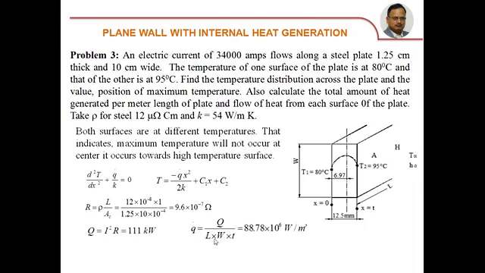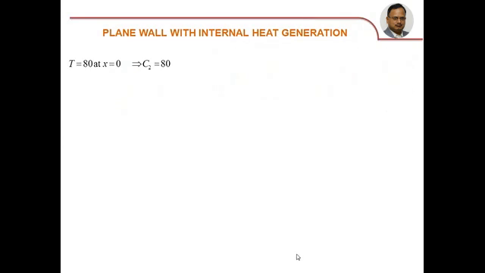Q dot, Q by volume, L into W into T, where L is 1 meter, width is 10 centimeters, and thickness is 12.5 mm. You will get Q dot. Now boundary conditions: at x equal to 0, T is 80. At x equal to 1.25 into 10 power minus 2 meters, T is 95 degrees centigrade.